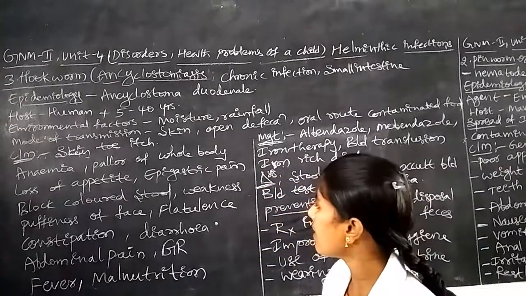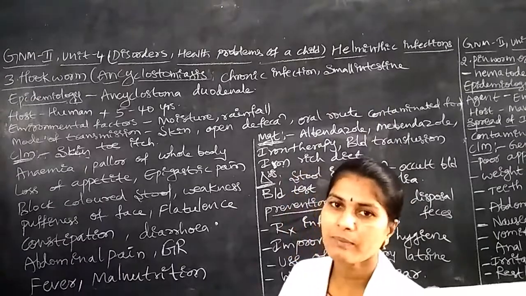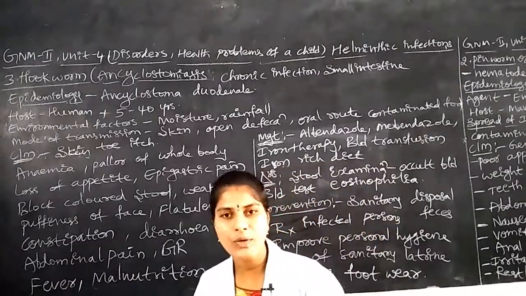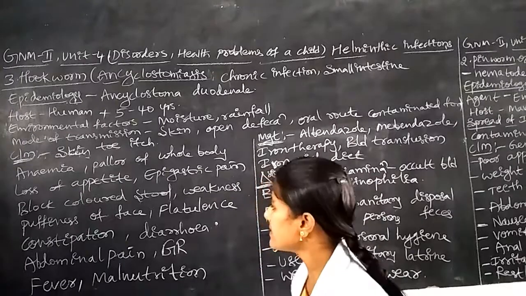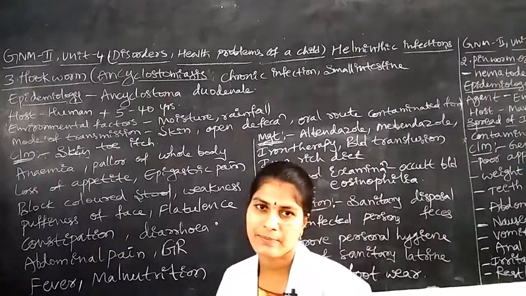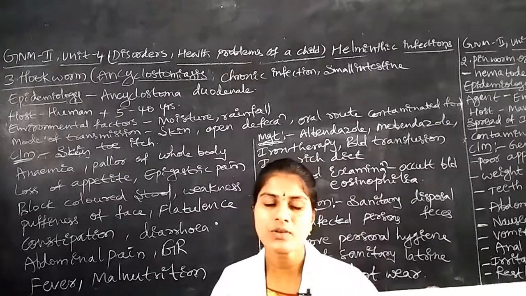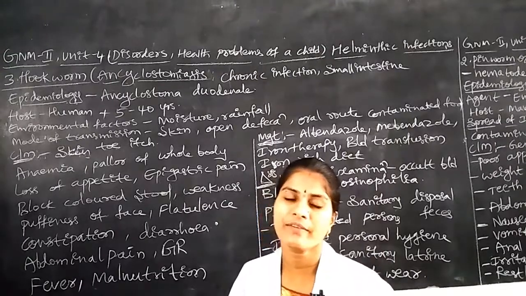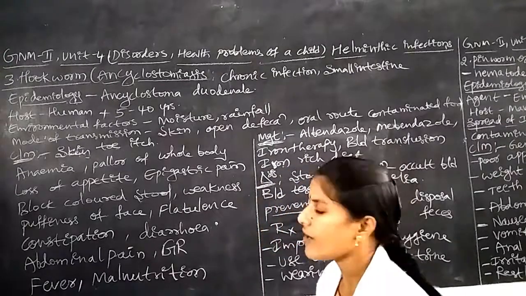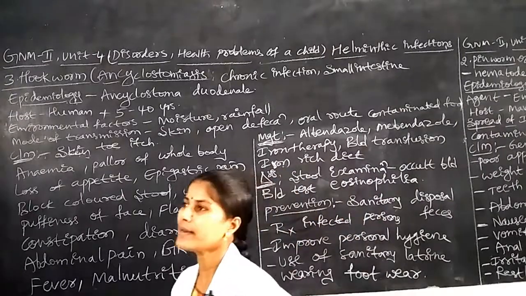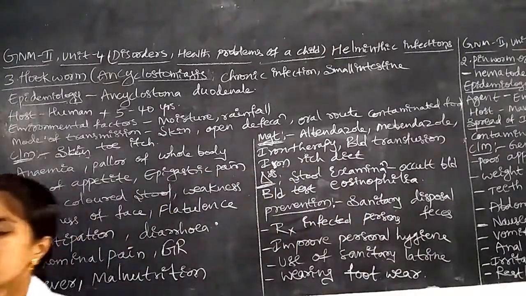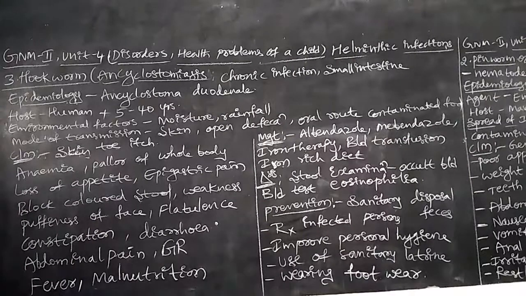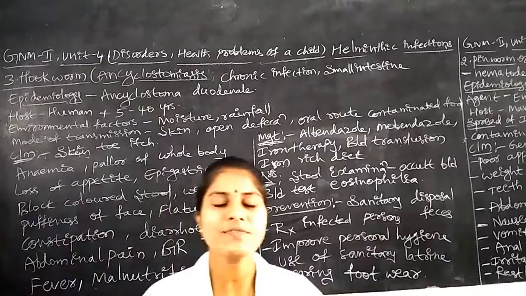Next one is weakness, when the body does not cooperate for doing any work. Next is puffiness of the face. When we assess the children or individuals, their face will be very puffy. Next, flatulence. Gas will be released continuously in children who are suffering with hookworm infections. Sometimes there is a complaint like constipation, where there is no proper defecation of stool.